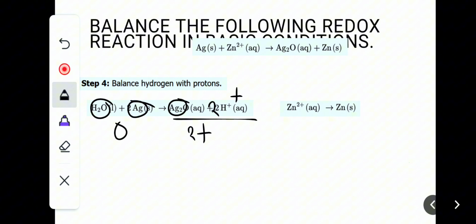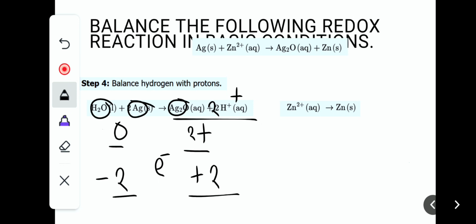And how do you balance the charge? So here is 0, here is 2 plus. You can only balance the charge by adding a negative, which is an electron. An electron is a negatively charged particle. So if you add the electron this side, it is going to be minus 2. But we have plus 2. Are these the same as this? No, it is not. So adding an electron this side would not make sense.